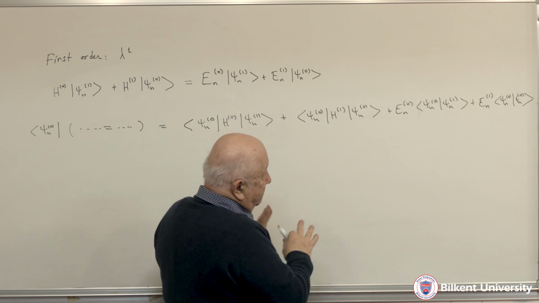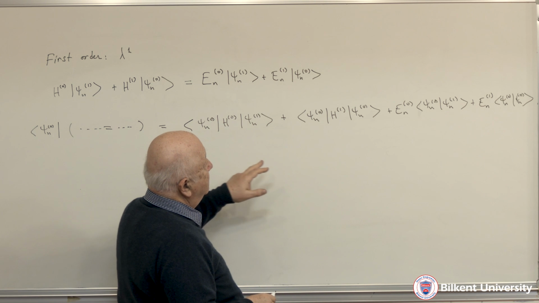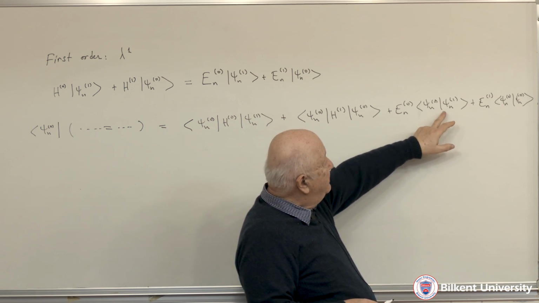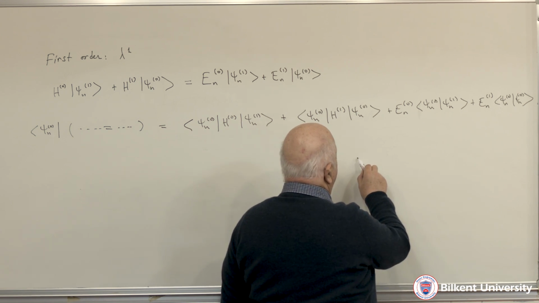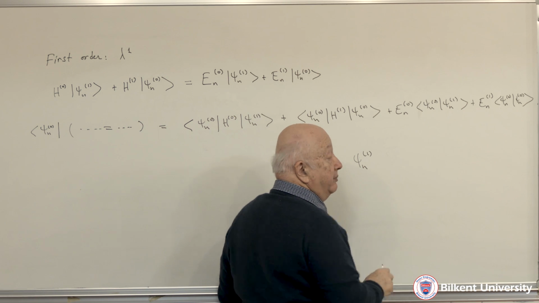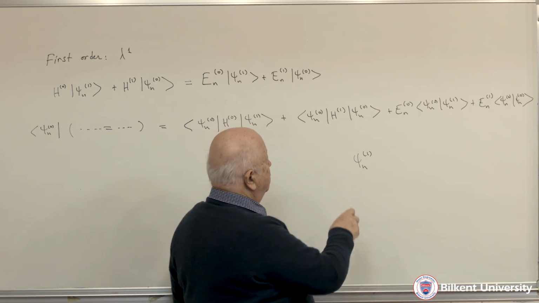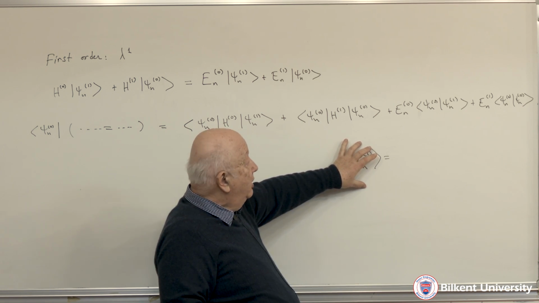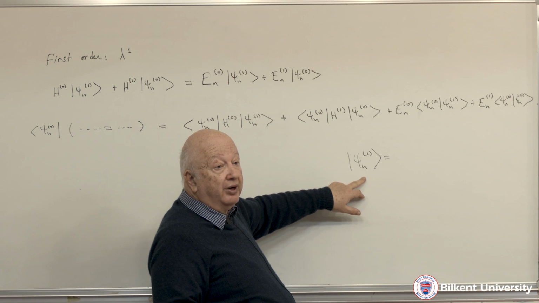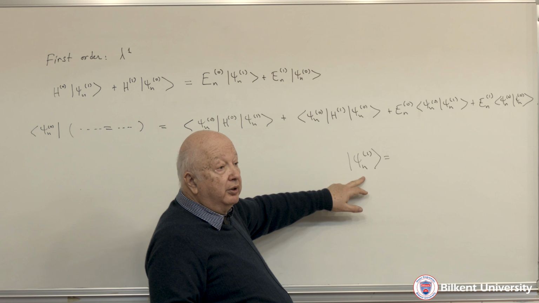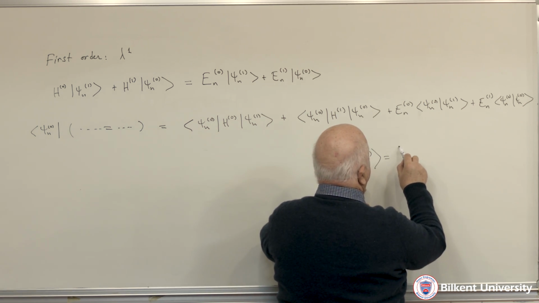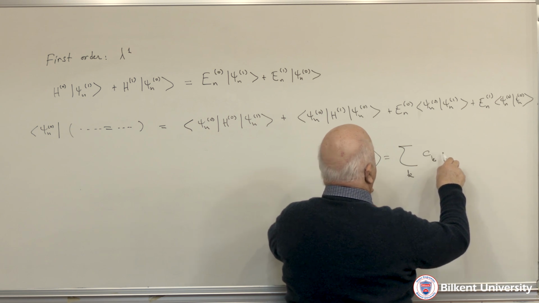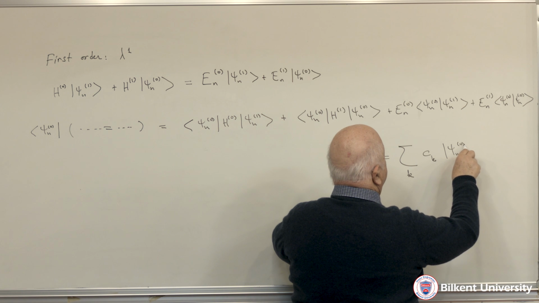Now, let's at this point open a parenthesis. I'm going to get terms here which look like ψ_n0, ψ_n1. What do these correspond to? ψ_n1 is the first order correction to the wave function, right? So this is a function, and I should be able to expand it in terms of eigenstates of the Hamiltonian. So let's put in a k here: some c_k times ψ_k0.